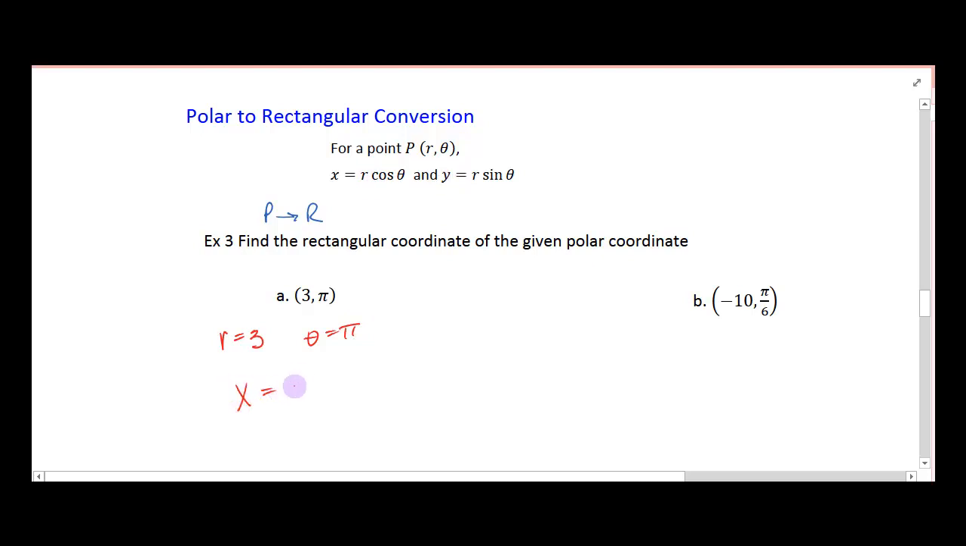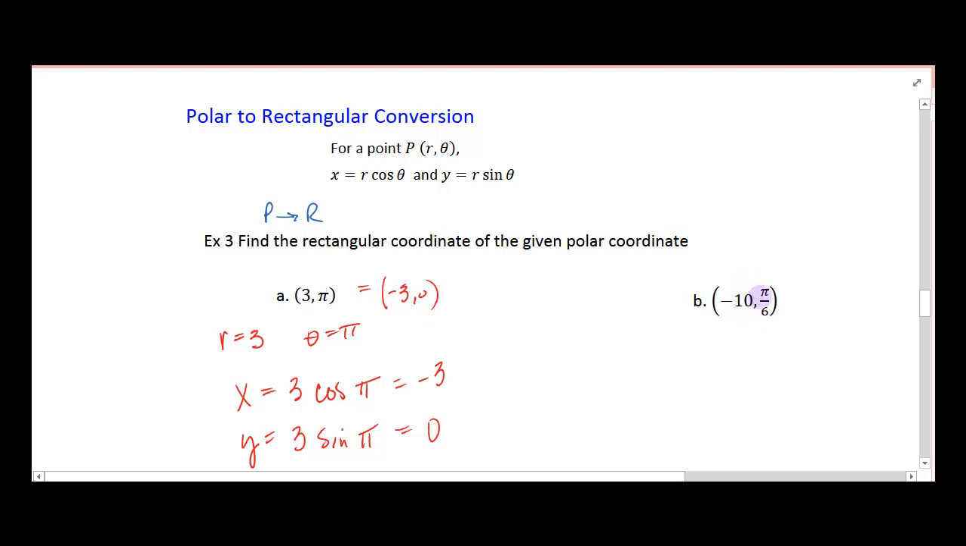So x is just r, which is 3 cosine pi. And y is just 3 sine pi. Simplifying that, you should remember that cosine of pi is -1. -1 times 3 is -3. The sine of pi is 0, so this is just 0. So the rectangular coordinates for this are -3, 0. It's pretty straightforward. Let's try one more over here.